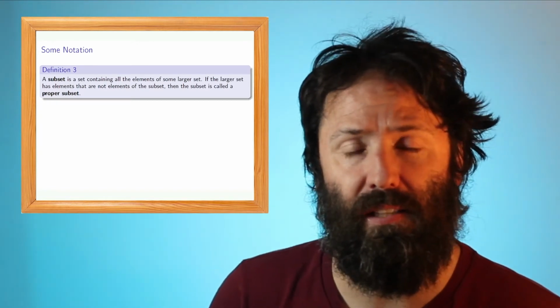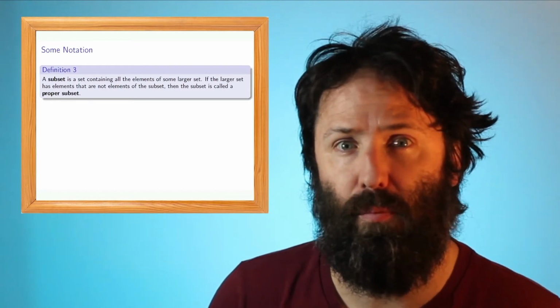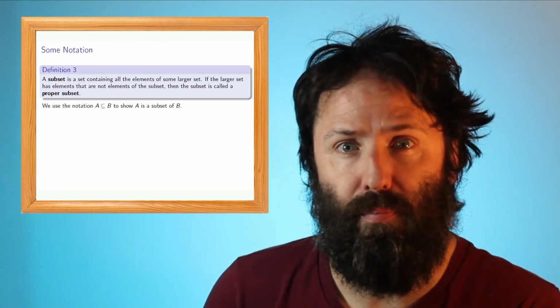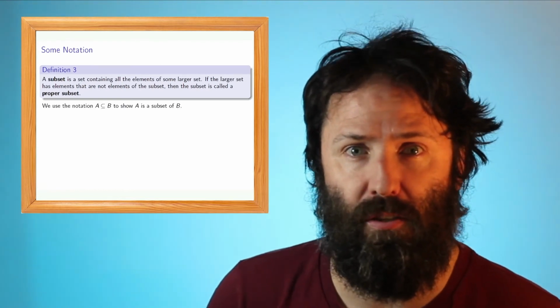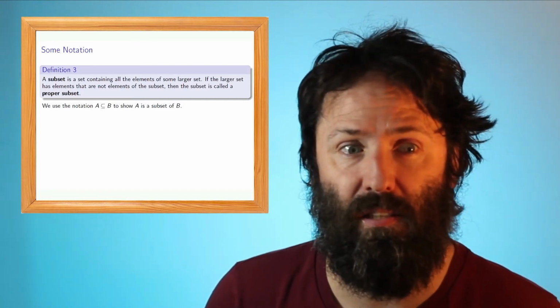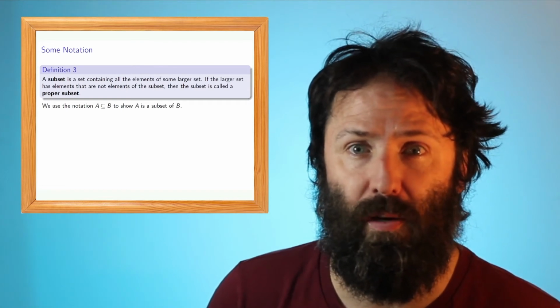And if it only contains some of, but not all of it, then it's called a proper subset. That'll probably be easier to understand when we look at the example. The symbolism that we use is this kind of C shape, and it's directional. So this says that A is a subset of B, not the other way around. Okay, so it's important that we have the direction.